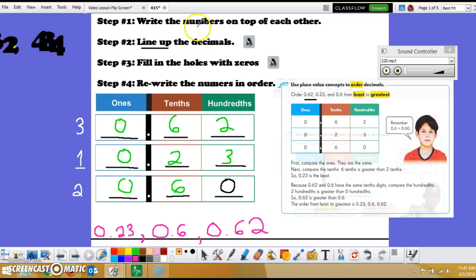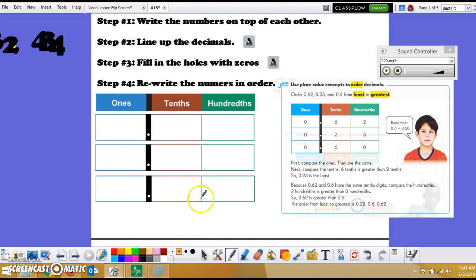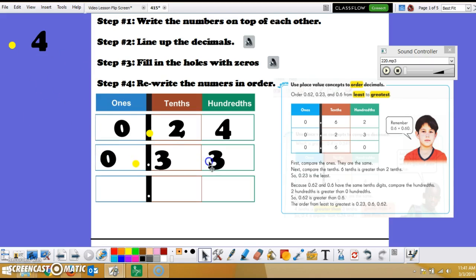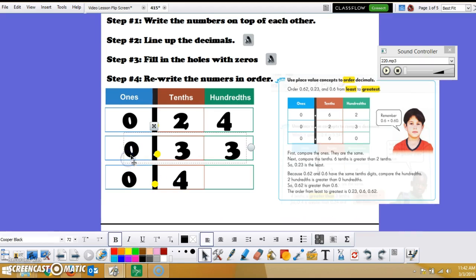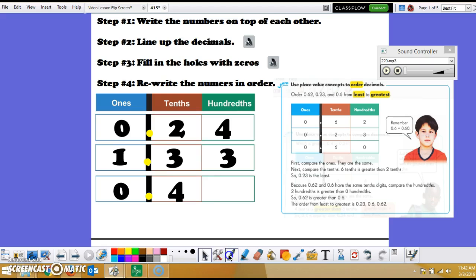You'll notice that following these steps, writing the numbers on top of each other, lining up the decimals, filling in the holes with zeros, and then rewriting them in order will work every time, even if you have a whole number. Let's pull one out real quick. Okay, I have 24 hundredths. I can place that in my place value chart. I have 33 hundredths placed into my place value chart. And then 4 tenths. Now, what if instead of 33 hundredths, this was actually 1 and 33 hundredths? It still works. It just automatically tells you that this is your greatest number. And because I'm organizing it from least to greatest, this would be the one that I write third.